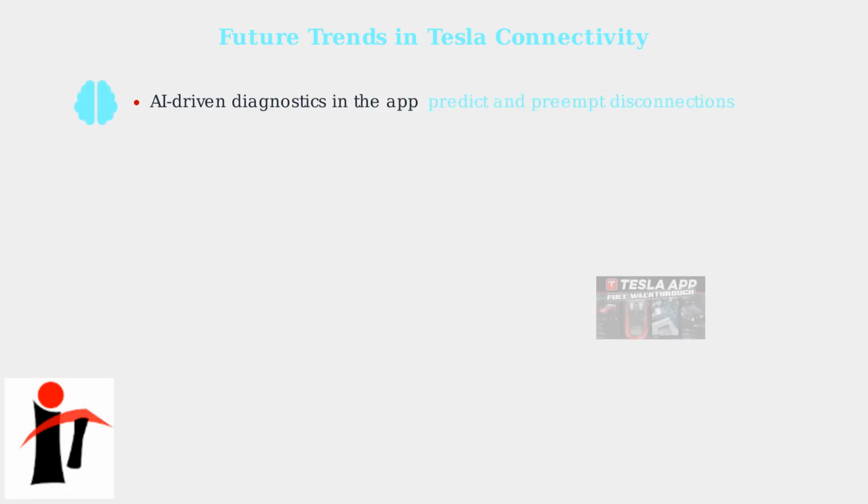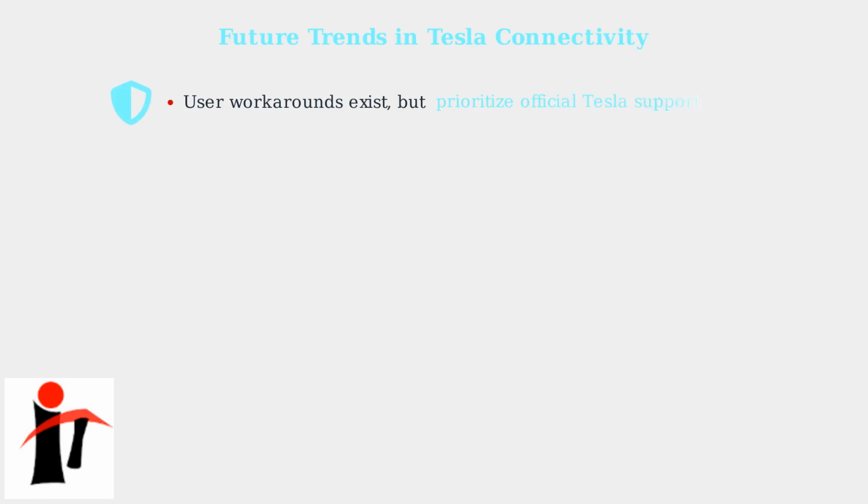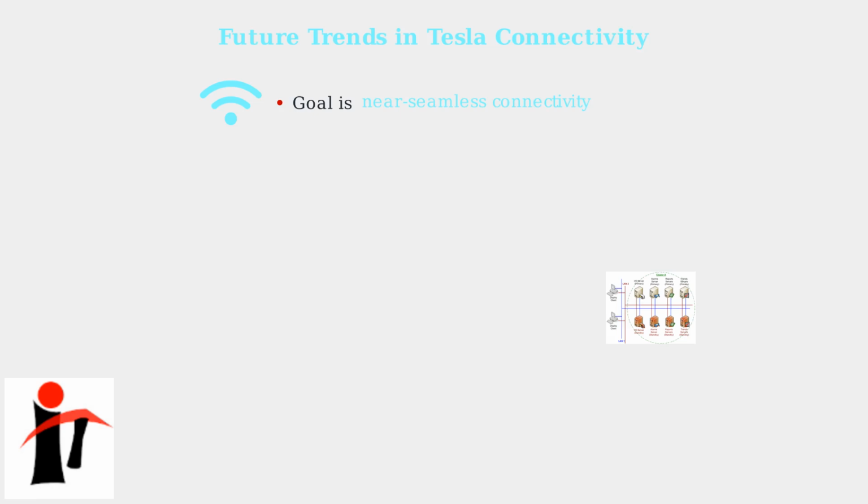AI-driven diagnostics in the app may predict and preempt disconnections before they occur. This could maintain high connection stability through predictive monitoring. While user-generated workarounds exist, prioritize official Tesla support for security reasons. The goal is near seamless connectivity, with advancements like redundant connections in future models.